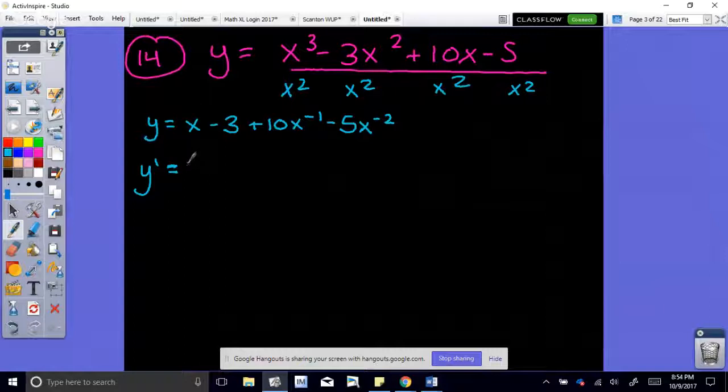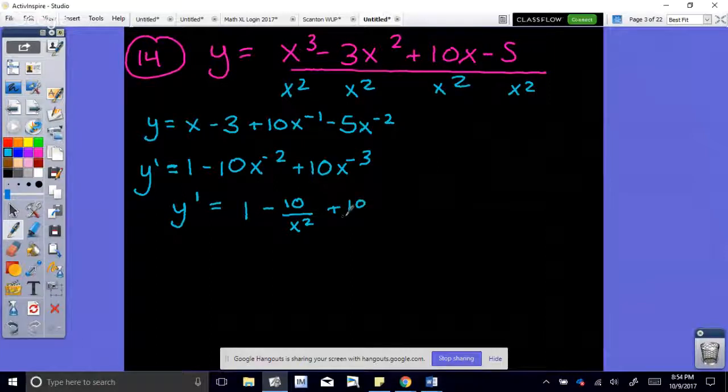So the derivative of x is just 1. The derivative of this constant is 0. Okay, if we multiply, this becomes negative 10x to the negative second. And then the last piece here becomes positive 10x to the negative third. Okay, so the derivative is going to be 1 minus 10 over x to the second plus 10 over x to the third.